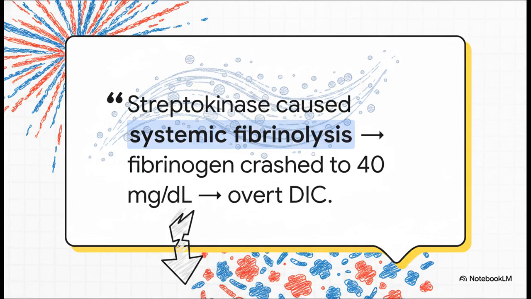And here's the direct, ugly consequence. By choosing streptokinase, they kicked off systemic fibrinolysis. This is exactly what caused the patient's fibrinogen to plummet to 40, which then triggered overt disseminated intravascular coagulation, or DIC. That's a nightmare state where you're bleeding and clotting all at the same time.